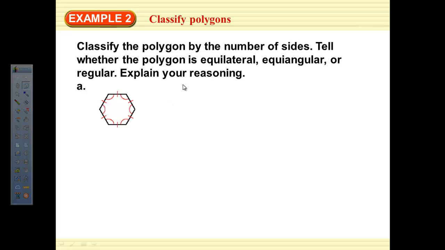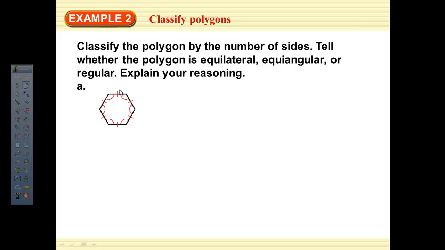For the next example, or set of examples, we need to classify the polygon by the number of sides. Make sure you have them memorized for 1 through 10 and 12 at least. So if we look at this, this has 1, 2, 3, 4, 5, 6 sides. 6 sides makes it a hexagon.